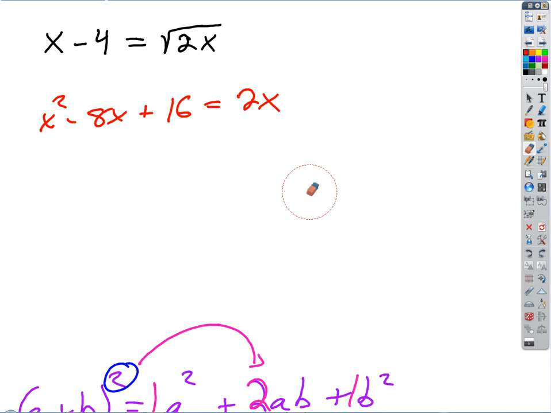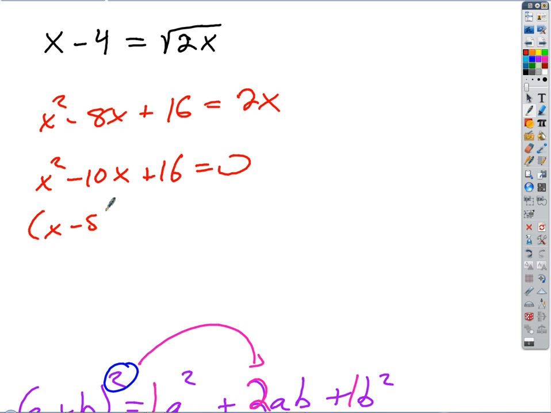Okay, so let's solve this thing. What do we do? Subtract 2x, okay, this is easy. So I get x squared minus 10x plus 16 equals 0. Does that factor? Are there magic numbers? Yes. What are they? Okay, -8, -2, right? So I get x minus 8, x minus 2.